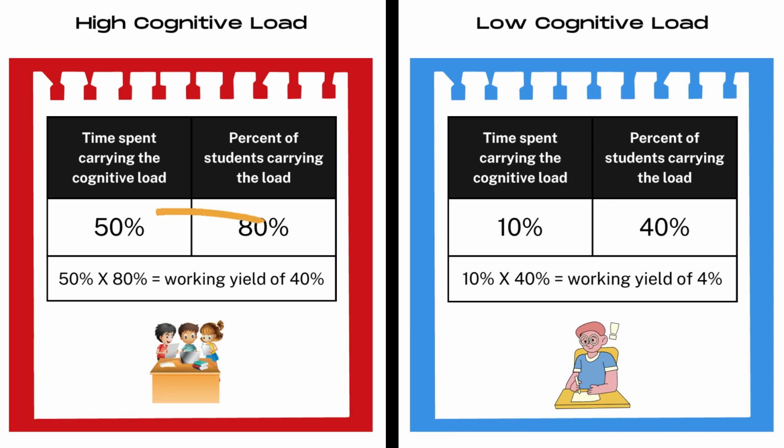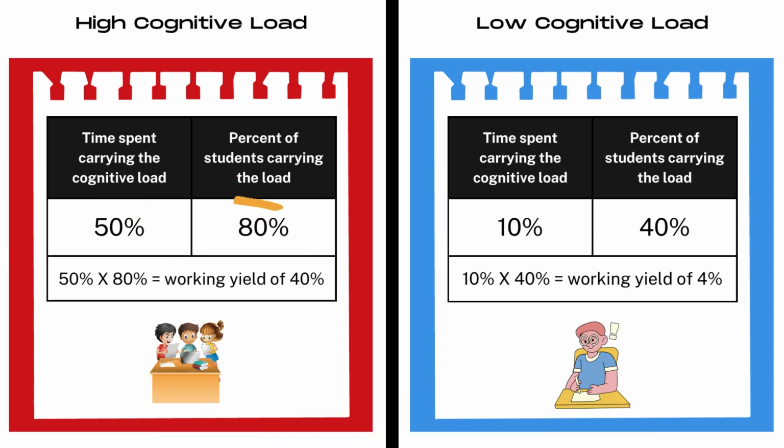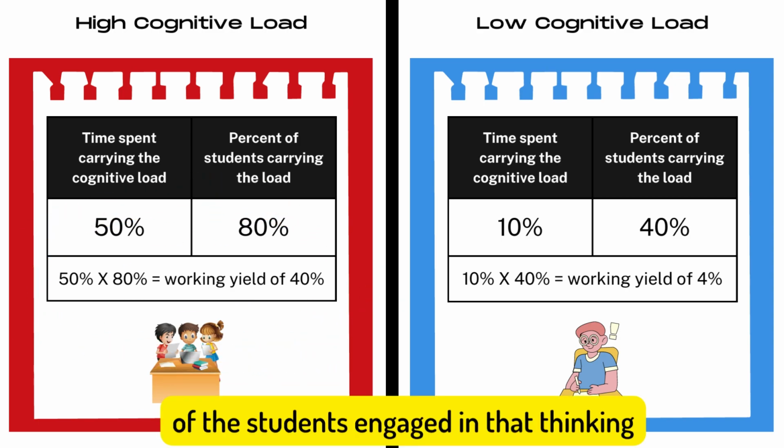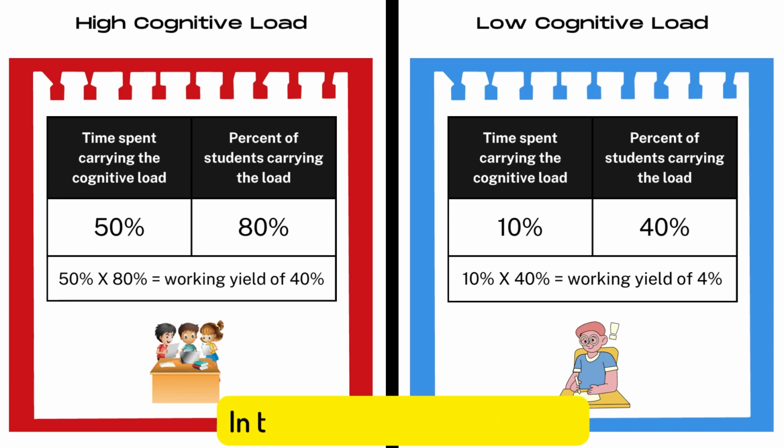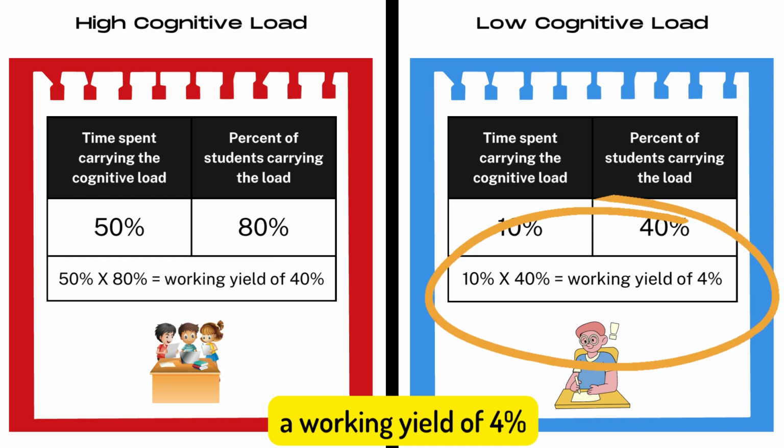Next, you can see that we take 50% of the time spent in deep thinking and multiply it by 80% of the students engaged in that thinking to get a working yield of 40%. In the low cognitive classroom, 10% times 40% equals a working yield of 4%.